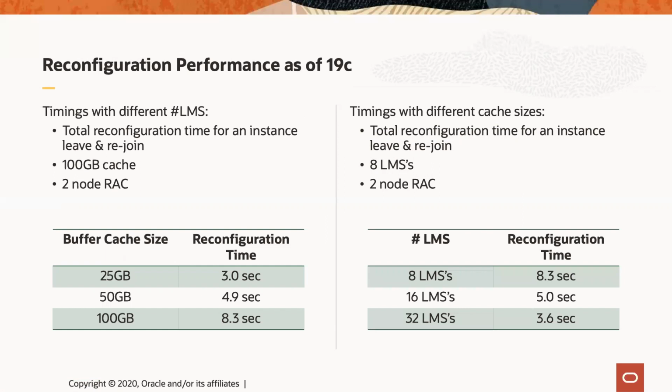Similarly, as we get more and more LMSs, if you look at 32 LMSs, we could get that reconfiguration time down to 3.6 seconds. So with more LMSs and more of the CR thread architecture, we are able to reduce the reconfiguration time from 8.3 seconds to 3.6 seconds. This is all possible only because of the changes we made in the underlying architecture.